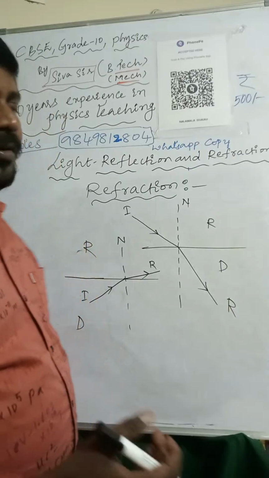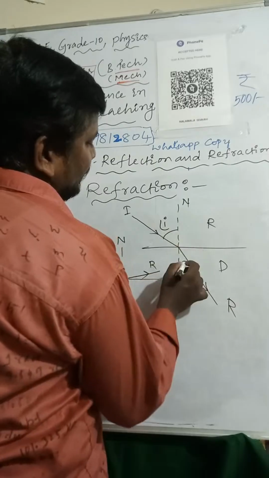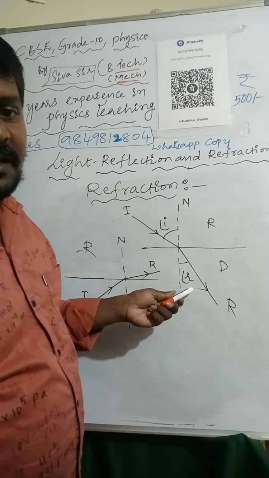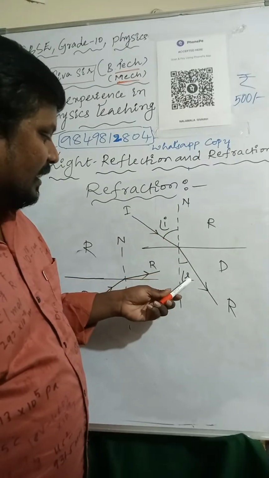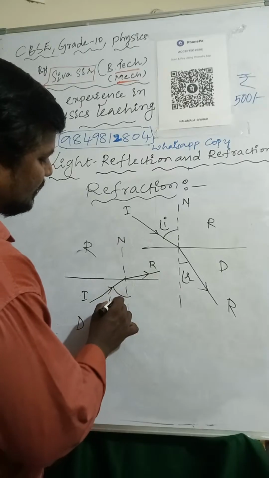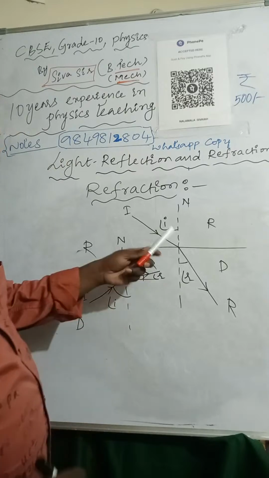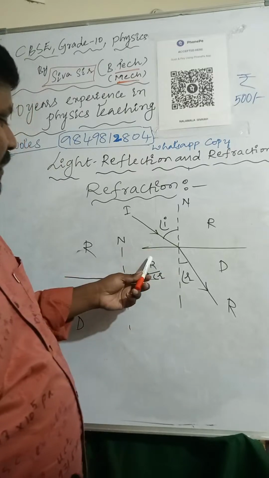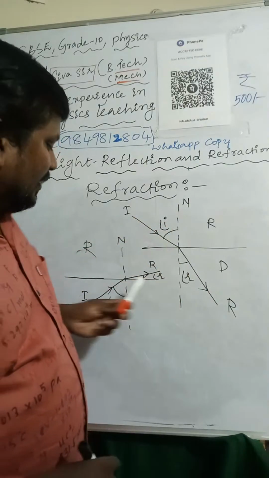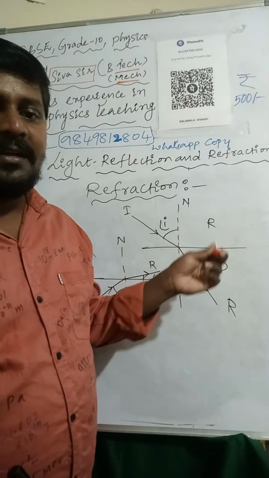One more point is here: the angle of incidence is greater. So this is the angle of incidence and the angle of refraction. Here, the angle of incidence is greater than the angle of refraction. Here also, this is the angle of incidence and here the angle of refraction, going from denser to rarer medium. When it is moving from rarer to denser, it bends towards the normal line. If it is moving from denser to rarer, it moves away from the normal line.